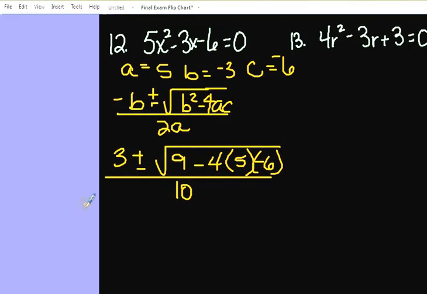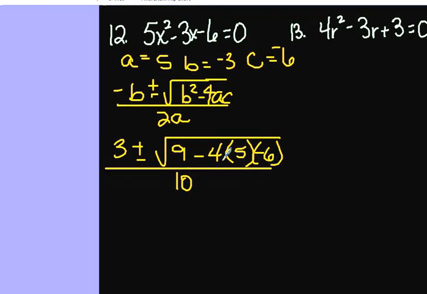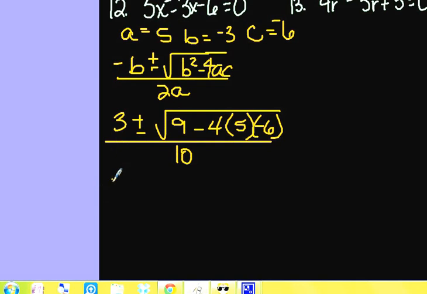Okay, so now what we want to do is clean up what's underneath this radical. As I look at that, I got to watch my signs here. I have 2 negatives. So when I have 2 negatives, that's actually going to convert to a positive. 20 times 6 is 120. And when I add 9 to it, I get 129.